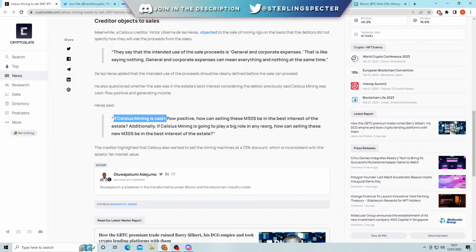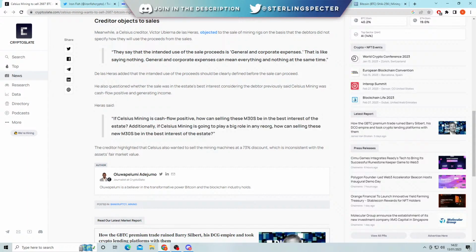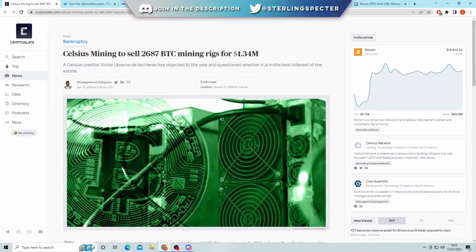If Celsius Mining is cash flow positive, how can selling the M30S be in the best interest of the estate? Additionally, if Celsius Mining is going to play a big role in any reorg, how can selling these new M30Ss be in the best interest of the estate? Well, as I said, they're trying to just recuperate some cost. Which, with Bitcoin going up a little bit, they're probably not looking good for that deal. They probably want more money from it because Bitcoin went up a little bit.